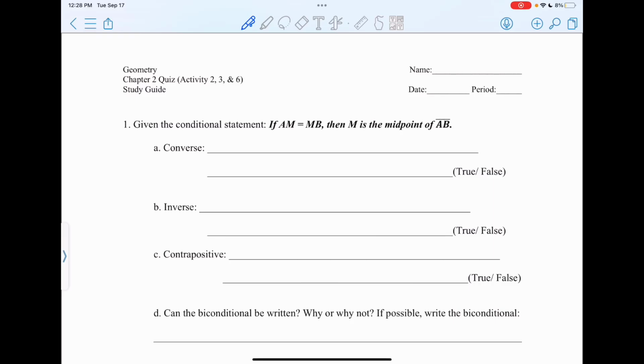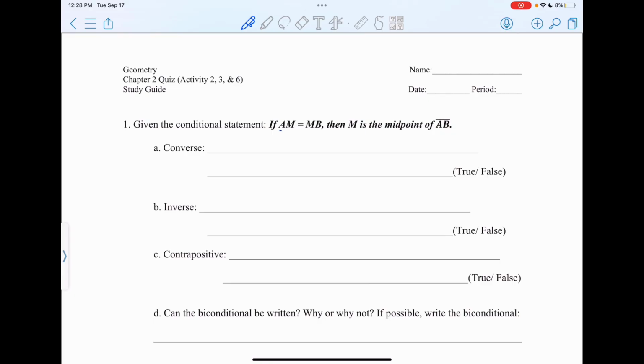Everyone, and welcome to this video going over your Chapter 2 quiz study guide. So let's get started talking about converse, inverse, and contrapositive. Given the conditional statement, if AM equals MB, then M is the midpoint of AB.